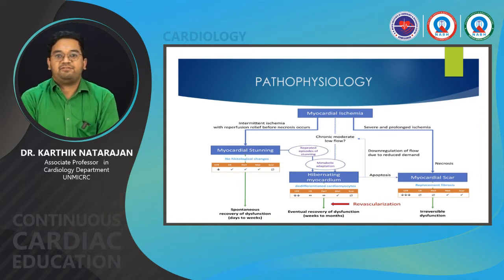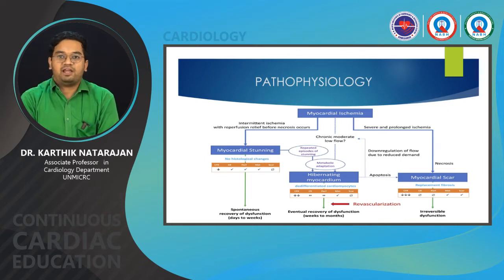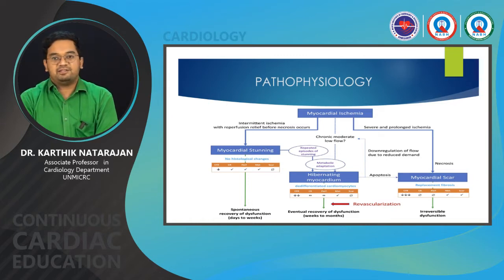But if the hibernating myocardium is not treated or does not undergo revascularization, it undergoes programmed cell death or apoptosis, resulting in the formation of a myocardial scar. Or if there is very severe and prolonged ischemia, then the myocardium undergoes necrosis. There is very severely reduced coronary flow reserve, the contractile reserve is down, the perfusion is down, the metabolism is affected, and there is formation of a scar, which is practically irreversible dysfunction.